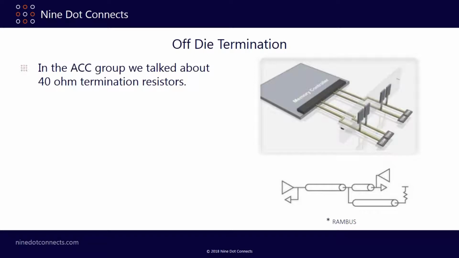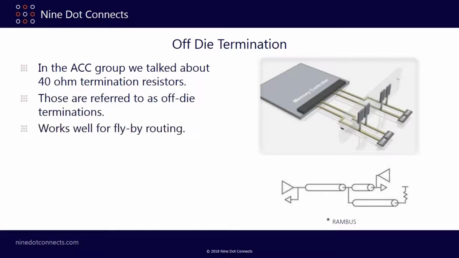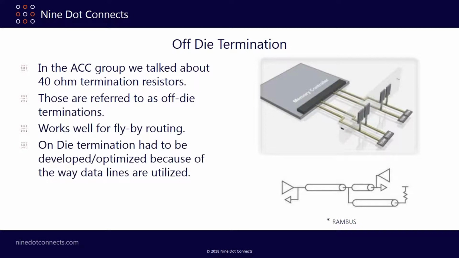Last month we talked about how in the ACC group we used 40 ohm termination resistors on DDR3 as one of the more common impedances. But this is referred to as off-die termination, and it works very well for flyby routing. Basically you have the memory controller here sending out, let's say, an address line, and that address line goes to your DIMM, or memory module, and then you have the 40 ohm termination here. But that's not going to work very well for what would be considered multi-rank situations.